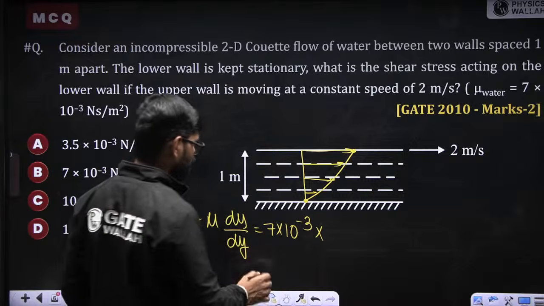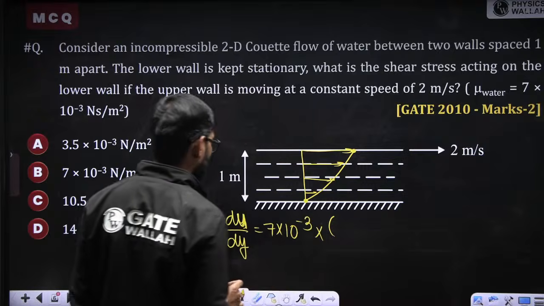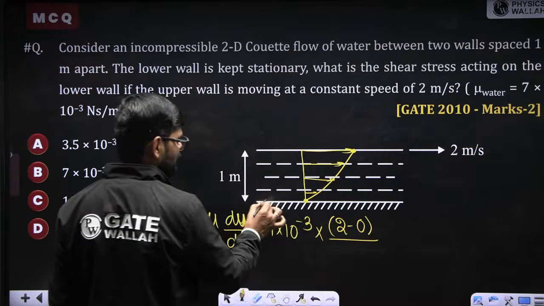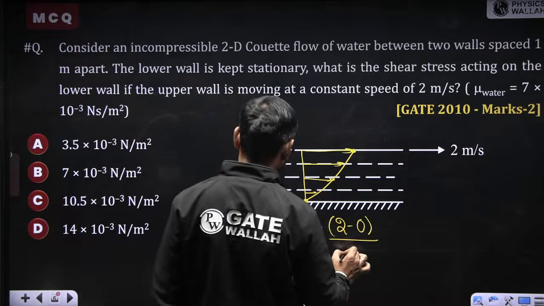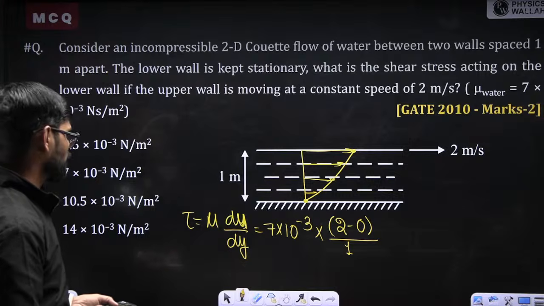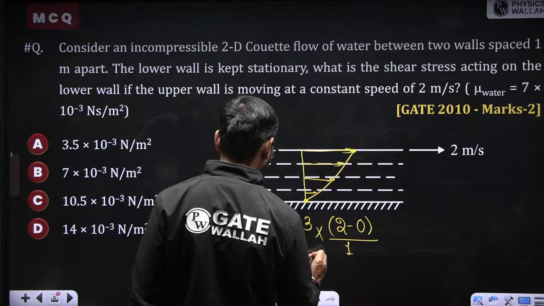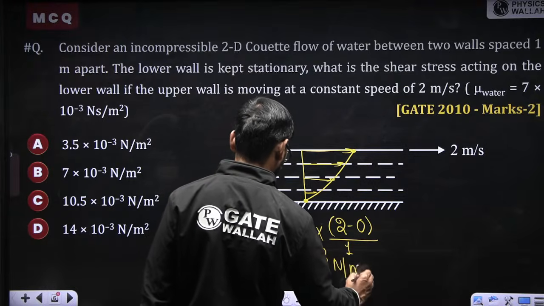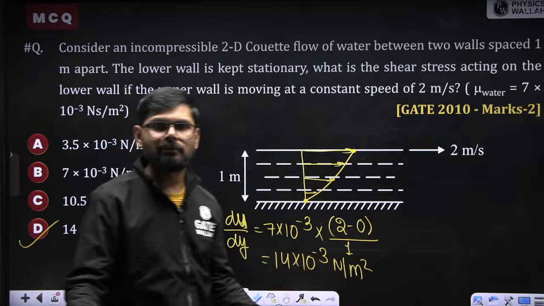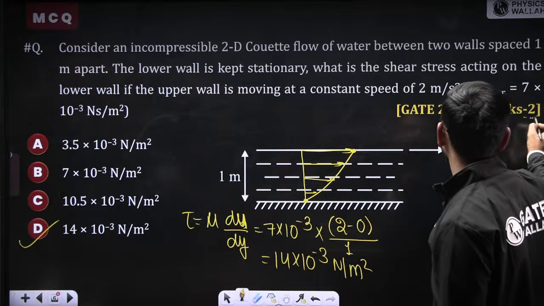So the du by dy, this is du. So change in velocity will be 2 minus 0, divided by distance, this is a reference only we are considering. So y2 minus y1 will come 1, right? So 14 it will come, right? So this value will come 14 into 10 to the power minus 3 Newton per meter square. Even if you do not solve, you can predict the answer without any calculator, that too for 2 marks, right?